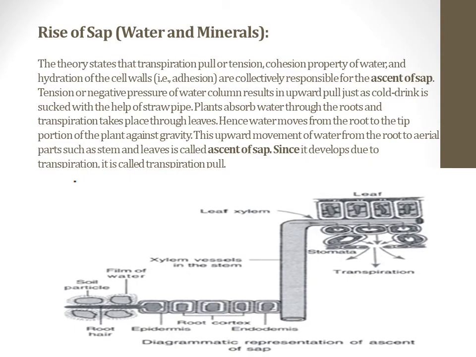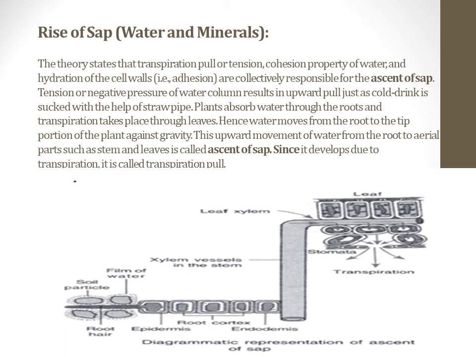Lastly, rise of sap. Now, how does the sap, which I have already explained to you, rise in a tall tree? So the theory, that is ascent of sap, or you can also say rise of sap, states that transpirational pull, cohesion properties of water, and hydration of cell walls. What is hydration? It is simply adhesion. These are collectively responsible for the ascent of sap. Students, if you get a question in the exam, what is ascent of sap? Then simply you can write this paragraph.